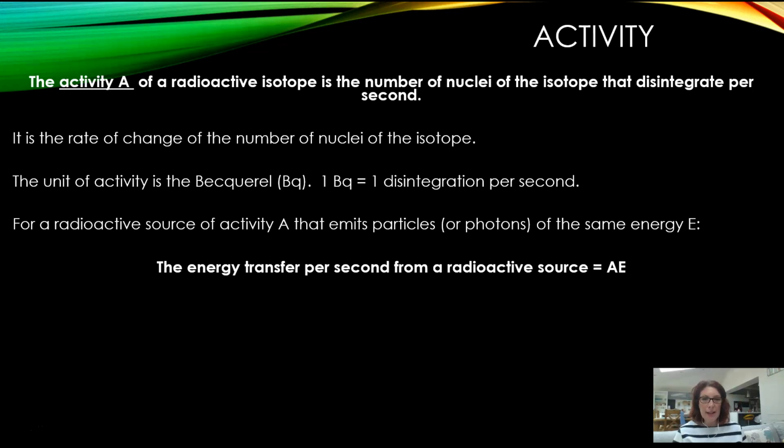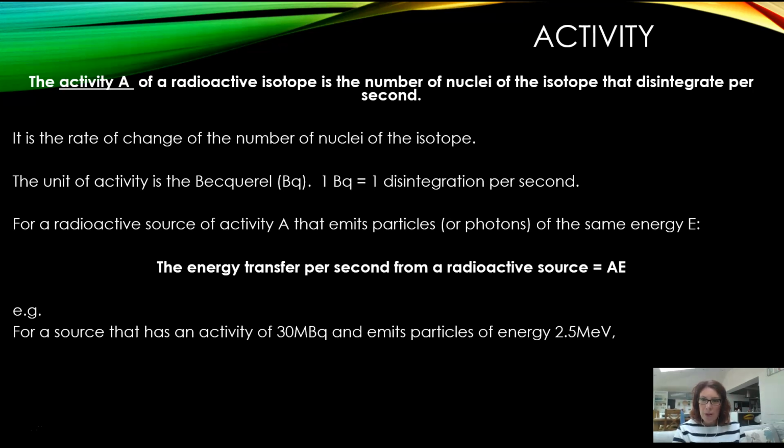So that's easily calculated. You do the activity of your source, which is telling you how many bits of radiation it's giving out per second, times how much energy each of those emitted radiations has, so E. So if you times A by E, you get the total amount of energy being given out per second. And that will allow you then to calculate how much EMF you're going to have, and then therefore the current, etc., etc. So here's an example.